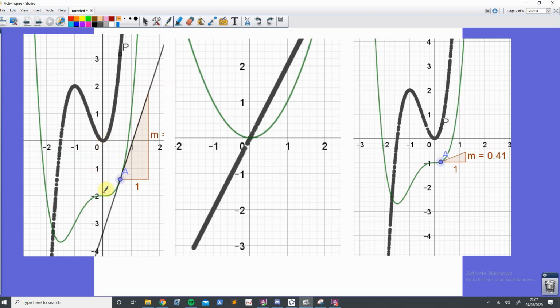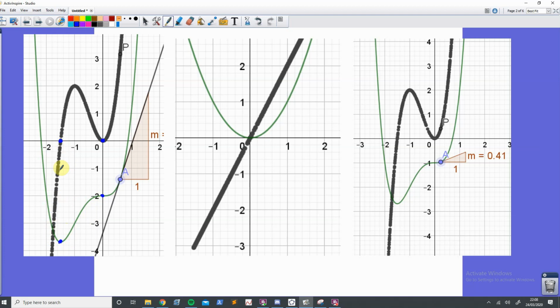Key things to spot when you're plotting these is that a stationary point links up with where it crosses the x-axis. This point here would be a point of inflection, remember, because it goes positive and then it's positive afterwards. This would be a minimum because it goes negative and then positive afterwards. And we know how to check that, through the second derivative and through checking either side of the first derivative.